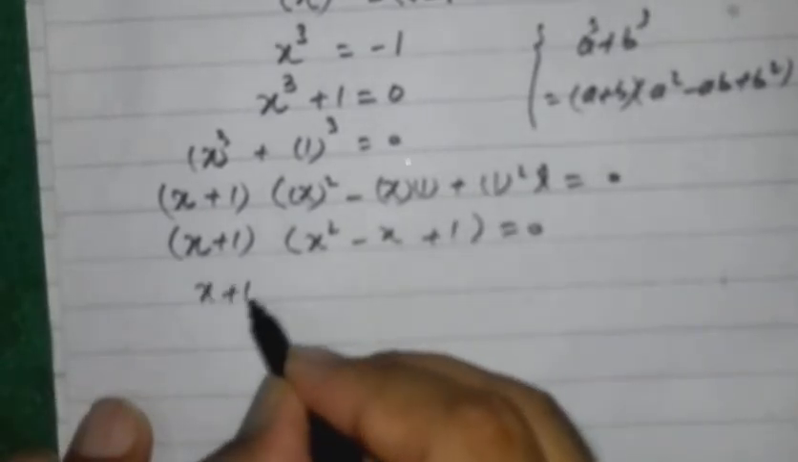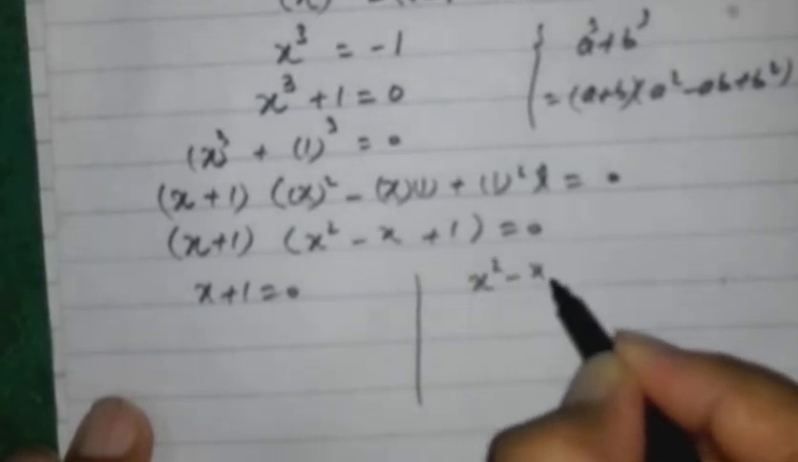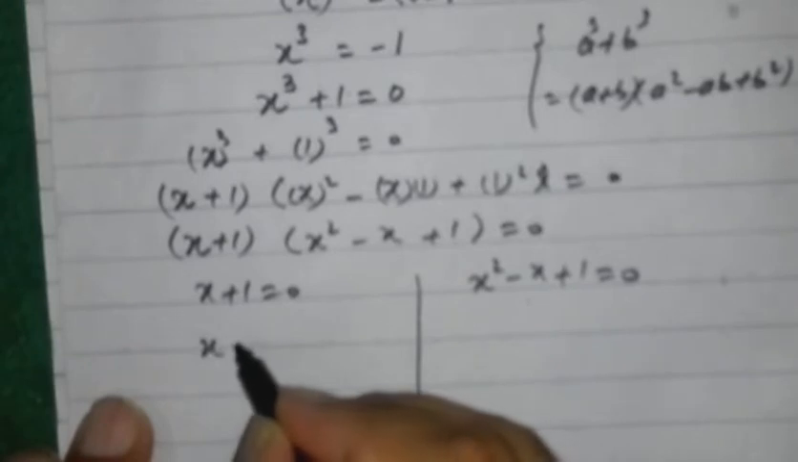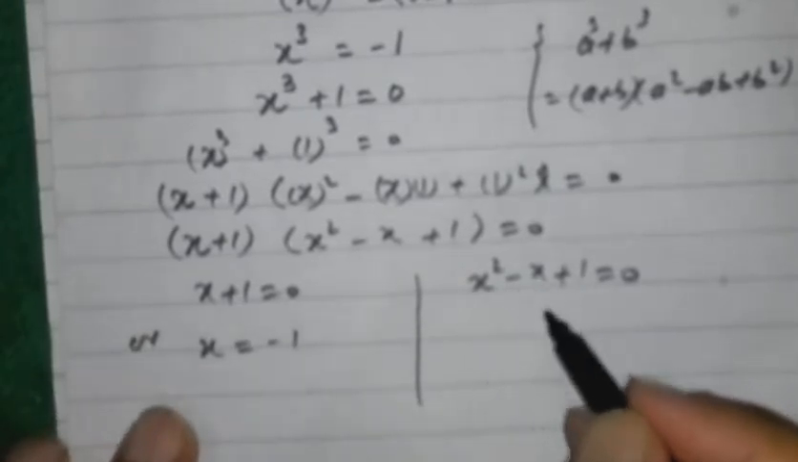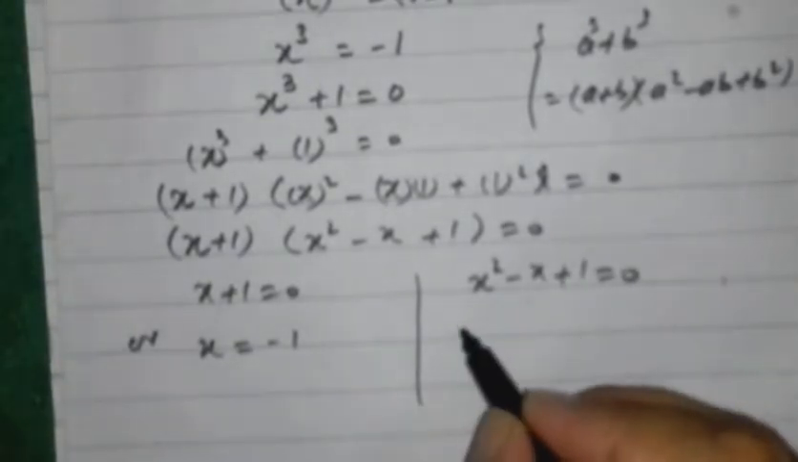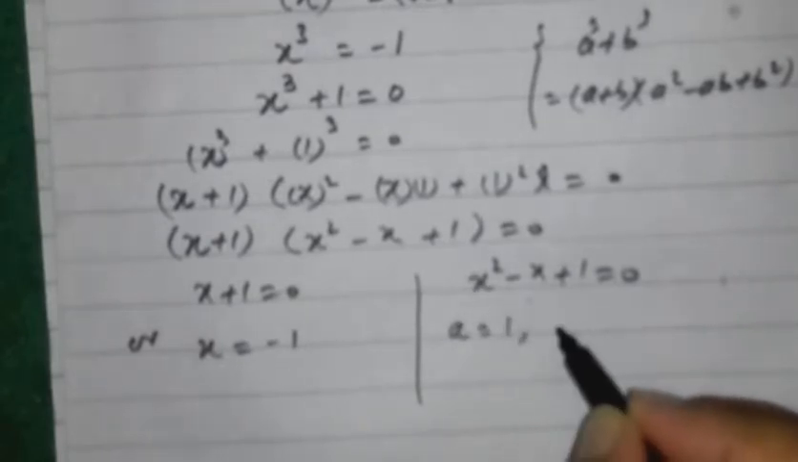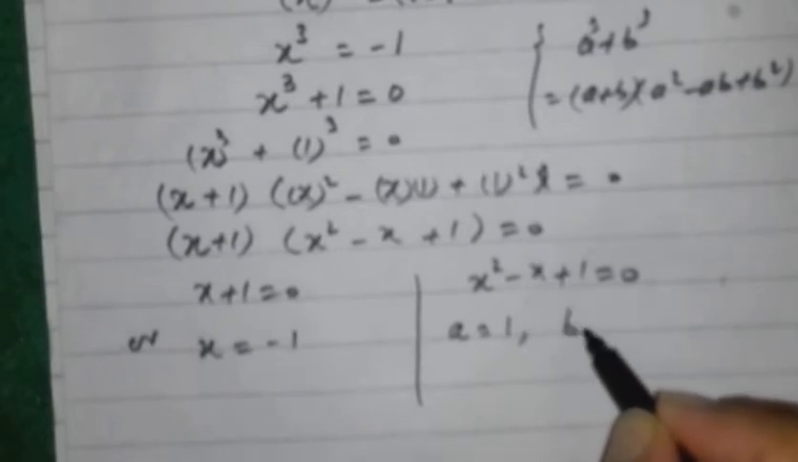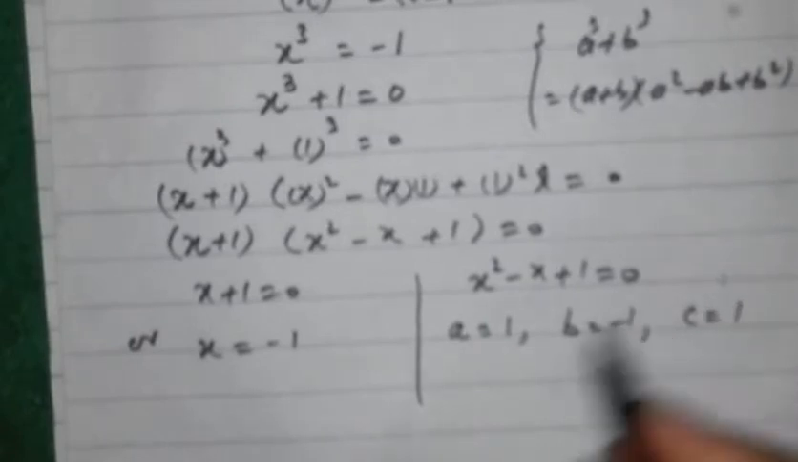Now take x plus 1 equals 0 and x square minus x plus 1 equals 0. Shift 1 to the right side, it becomes -1. Here applying the quadratic formula for its solution. So the x square coefficient is 1, which is a. The x coefficient is -1, which is b, and the constant term c is 1 here.